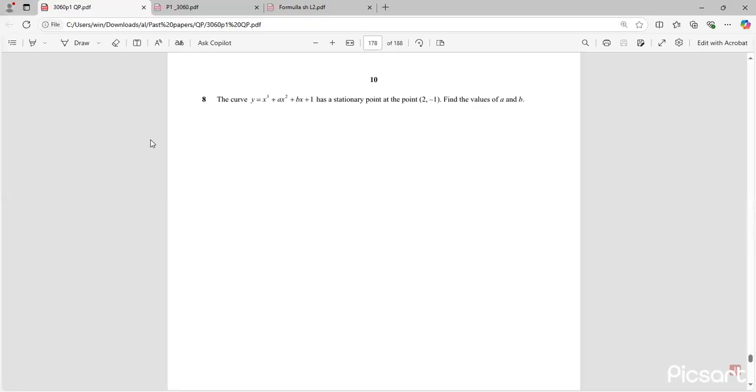Okay, question number 8, the curve y equals x cubed plus ax squared plus bx plus 1 has a stationary point. For a stationary point, we must have the derivative dy/dx equal to 0. And for sure, here we have a and b. He needs the value of a and b, and he gives us a point.